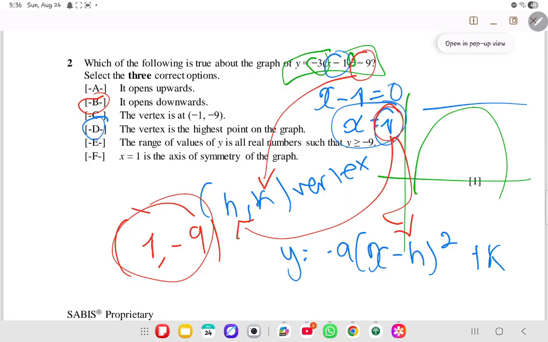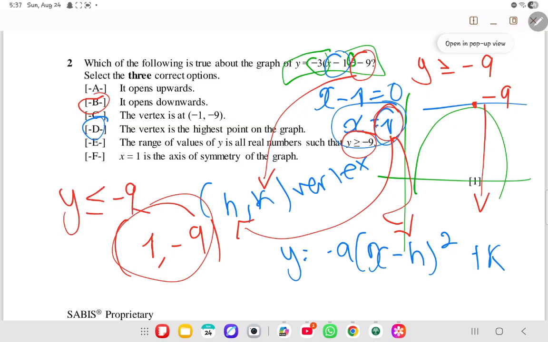That the range of values of y is all real numbers such that y is greater than or equal to minus 9. So this is incorrect. Why? Because it says y must be greater than or equal to minus 9. But since the vertex is the highest point on the graph, that means minus 9 is going to be the highest point on the graph. However, a parabola will extend forever. That means it's going to go down forever. That means y has to be less than or equal to minus 9. So this is definitely incorrect.